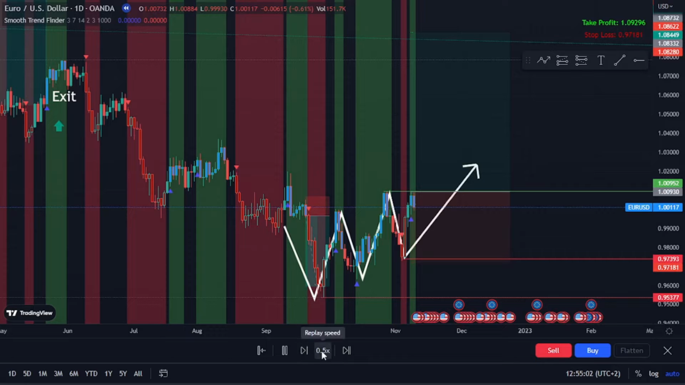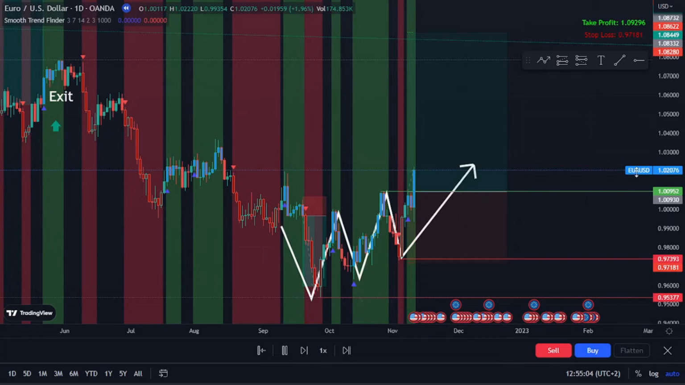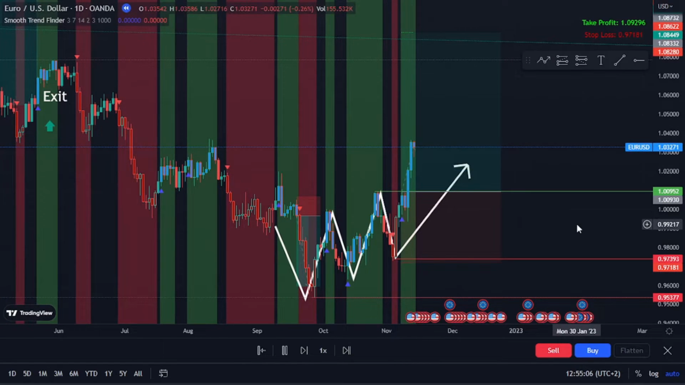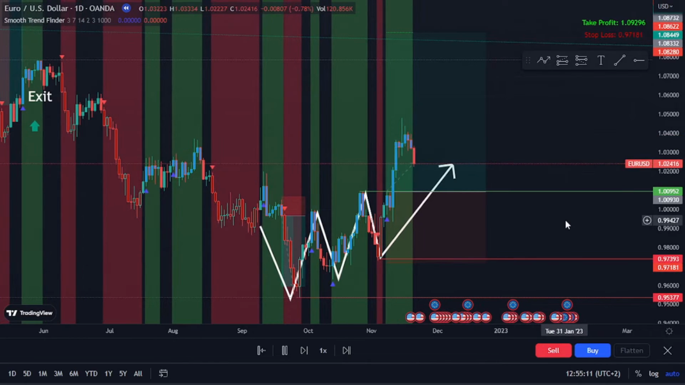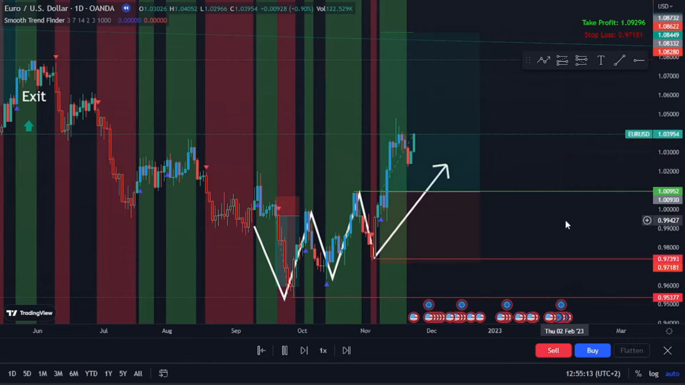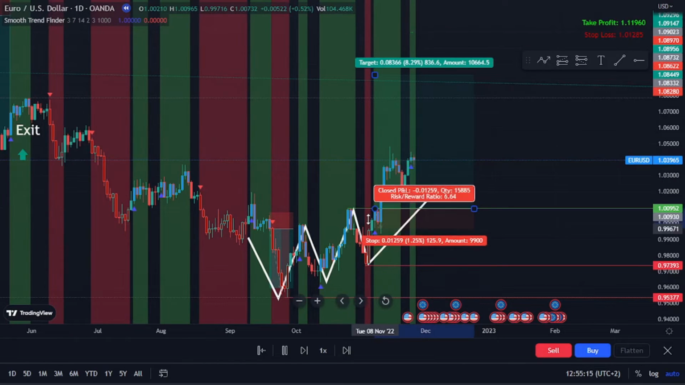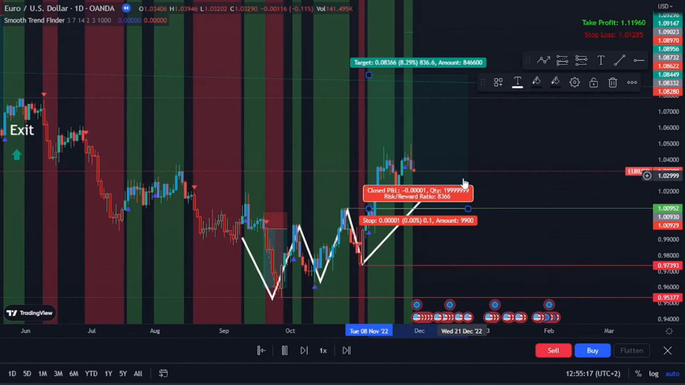As you can see, the buy signal shows that there is a potential uptrend happening in the market. You will see the stop loss and take profit levels are determined by the indicator. So all you have to do is enter the trade.